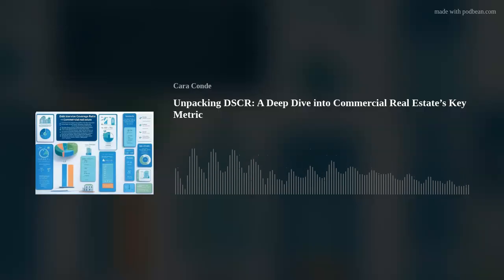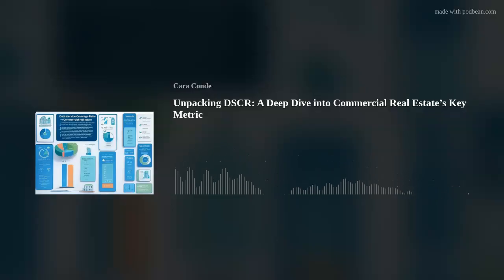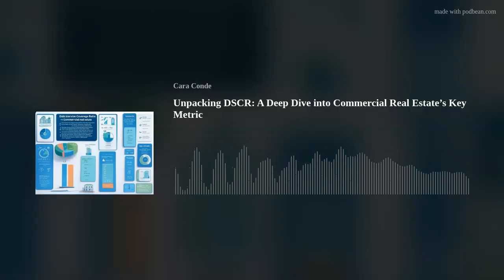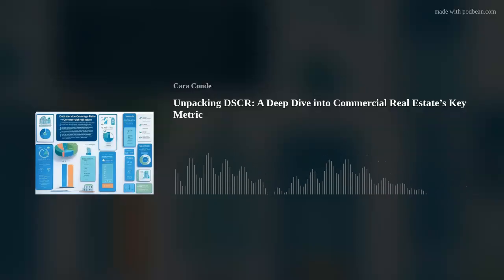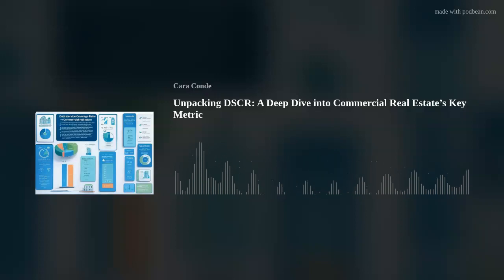Exactly. And Cara Conde has another great example from Indianapolis. Okay. What is it? This time it's an office building that had a really low DSCR of just 1.05. But Cara Conde managed to turn it around and get the DSCR up to 1.35. Okay. How? Well, she added a rooftop event space, which brought in a bunch of new income. Smart. And she also refinanced the loan to lower the annual debt service. Nice. So those two things combined made a huge difference for the property's financial performance.